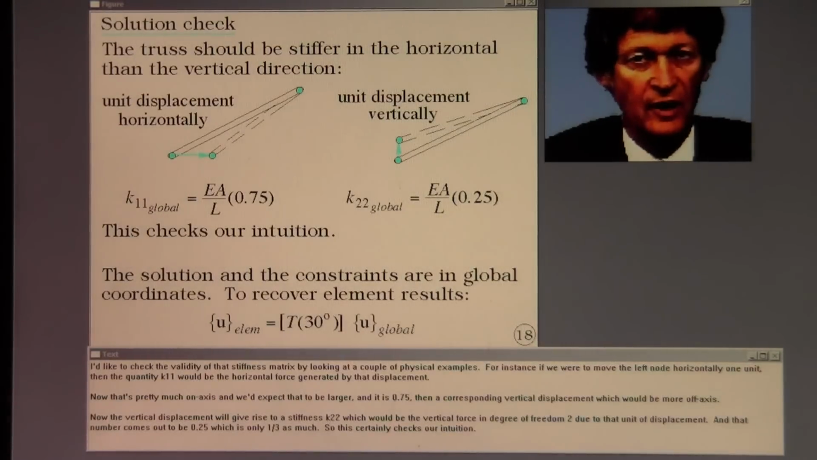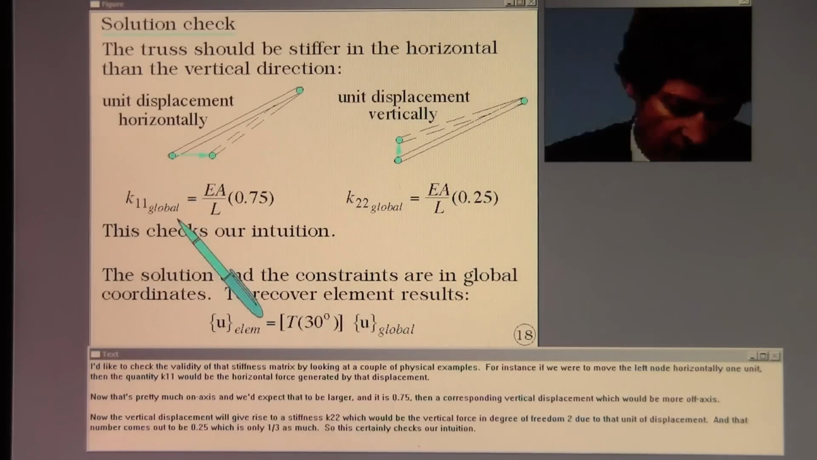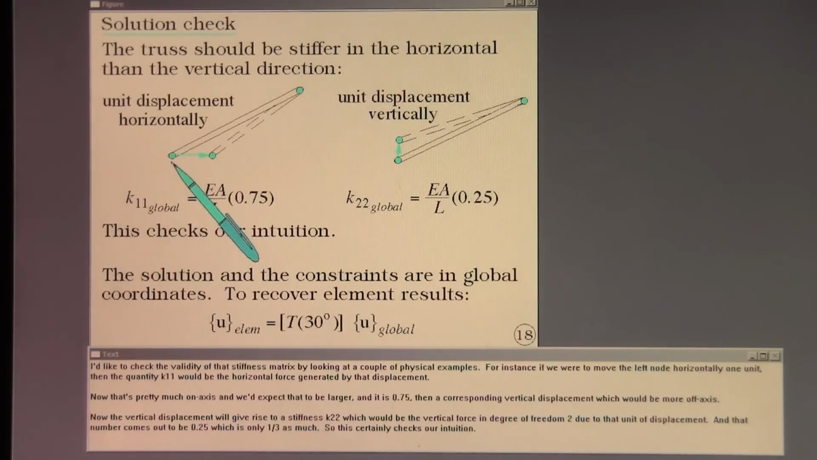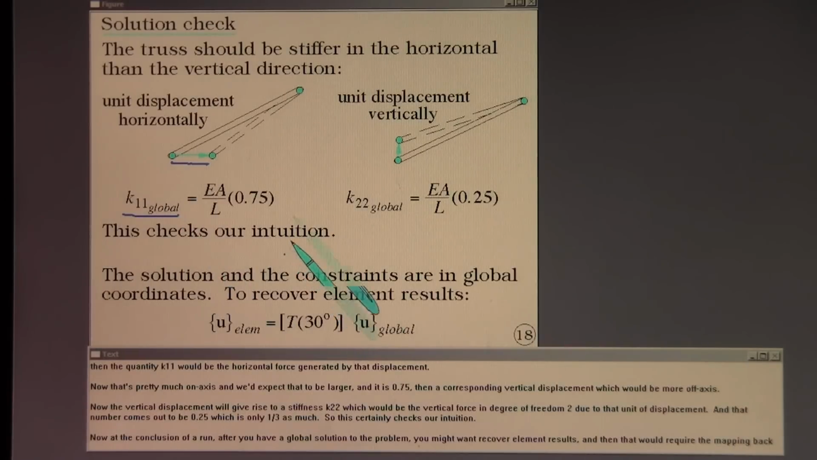I'd like to check the validity of that stiffness matrix by looking at a couple of physical examples. For instance, if we were to move the left node horizontally 1 unit, then the quantity K11 would be the horizontal force generated by that displacement. Now, that's pretty much on axis, and we'd expect that to be larger, and it is 0.75, than a corresponding vertical displacement, which would be more off axis.